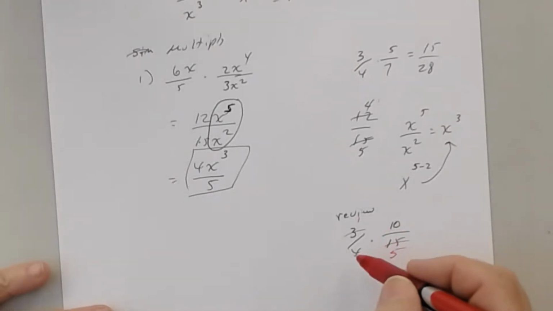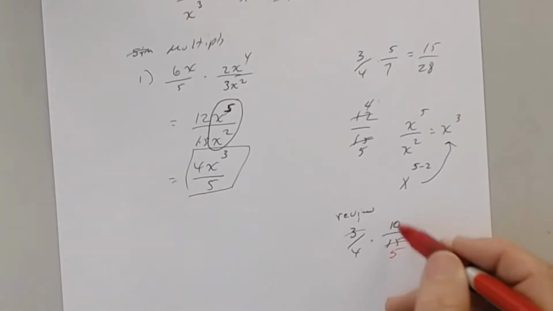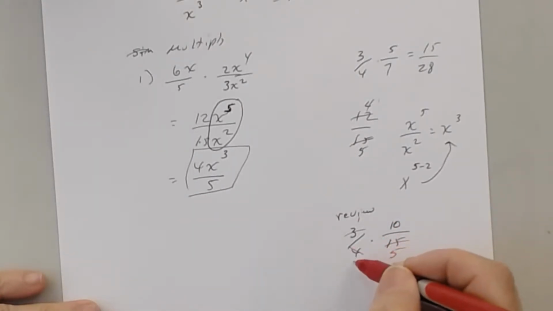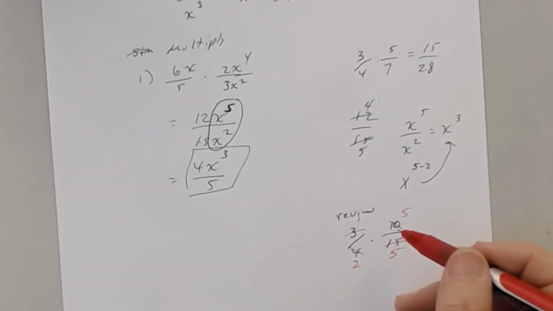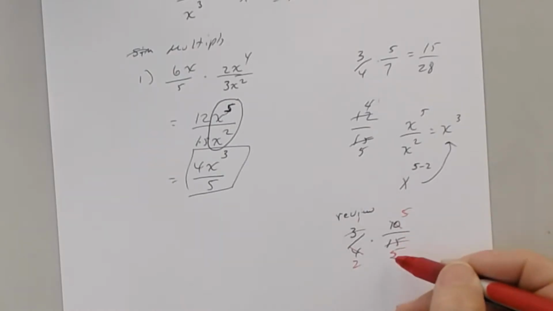So some of you may do the 10 and the 4. You say, well, 10 and 4, what factor do they have in common? 2. If you did the 10 and the 5, what factor do they have in common? 5. Good. So 2 into 4 is 2, and 2 into 10 is 5. And then you can reduce even further, right? Because what do you notice here? That can be reduced.